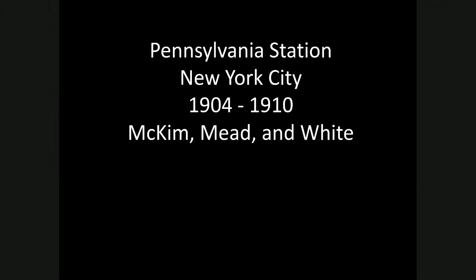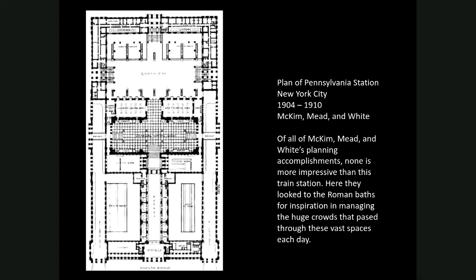Their other great work was Pennsylvania Station in New York City. This was a railroad station built between 1904 and 1910. And the floor plan of Pennsylvania Station, this was a massive building. It took up an entire city block, and they needed an immense amount of area for ticketing, for waiting, for offices, railroad offices, restrooms, and so forth. And then the concourse actually was underground.